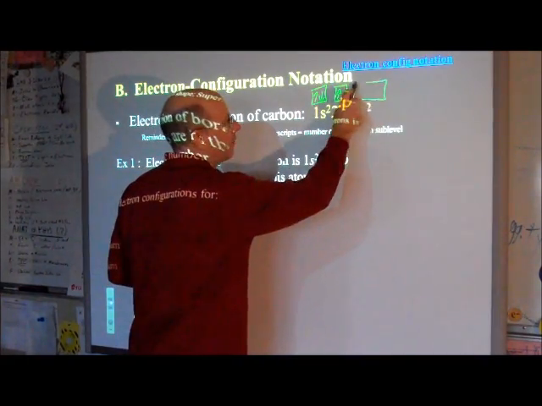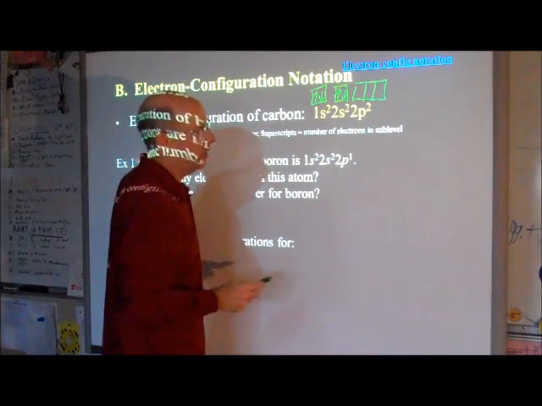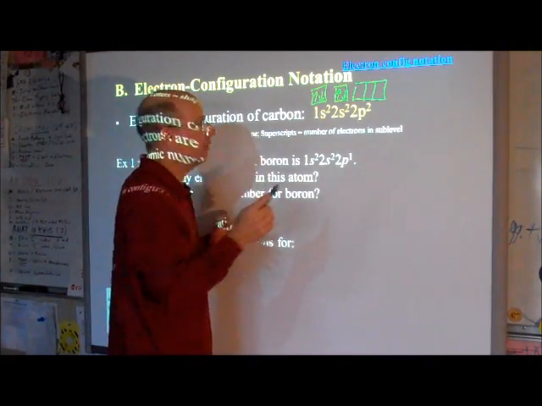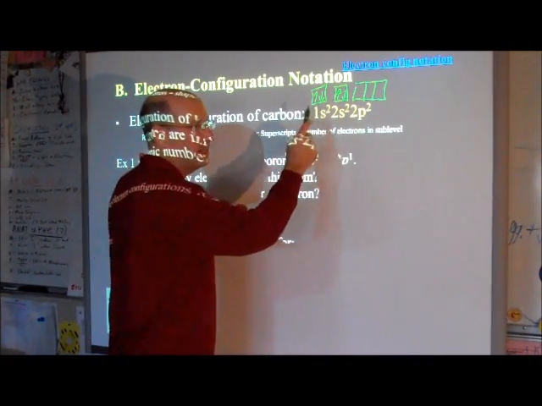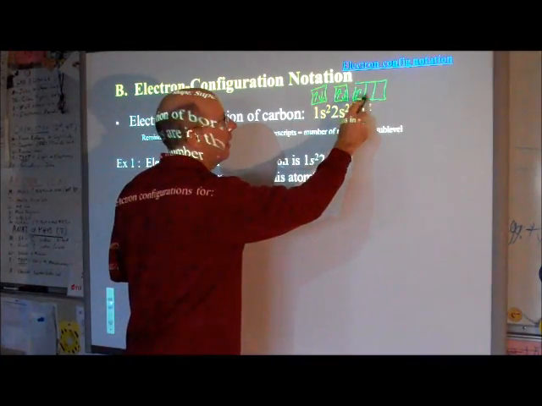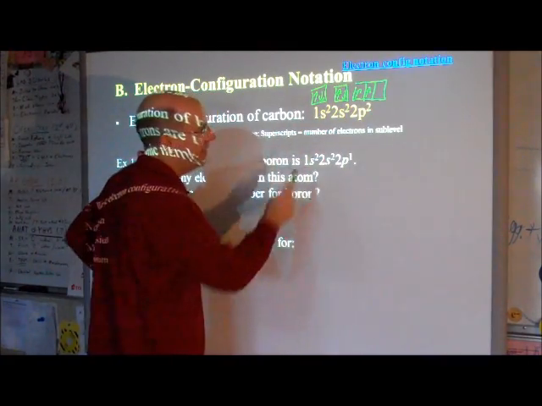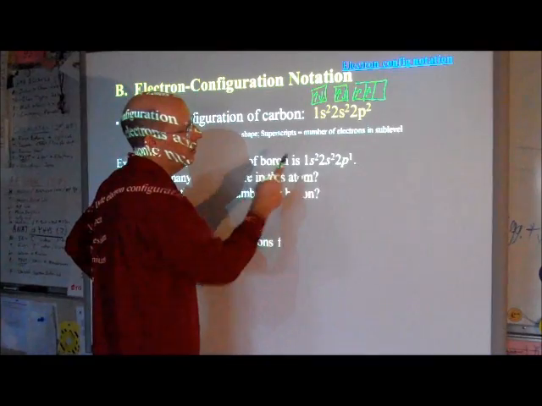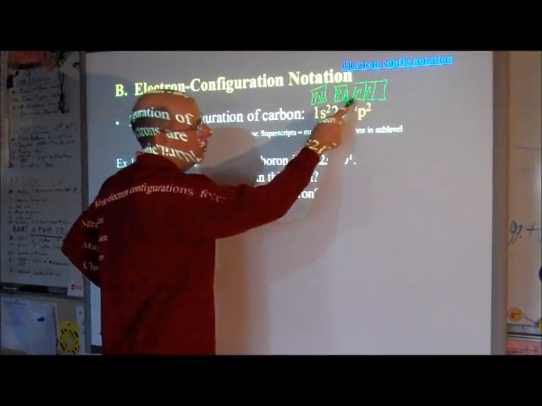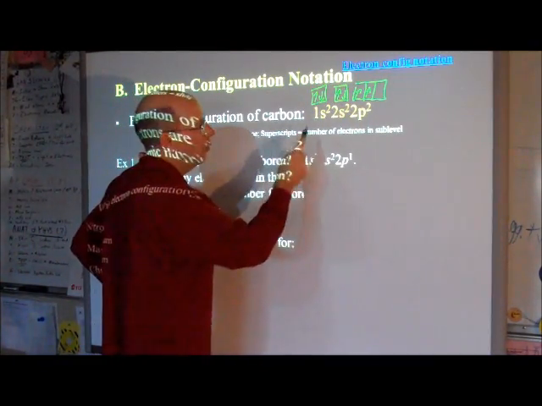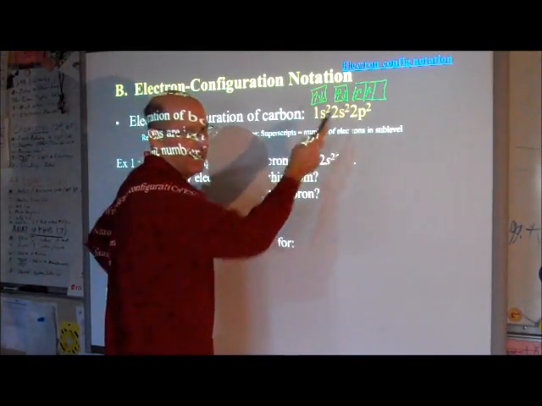That's 4. And then the 2p, 3 boxes there, up, up, up with Hund's rule. We need 2 more electrons. We have 1, 2, 3, 4. We need 6. So you go up and up. Well, you see you have 2 electrons in the 1s, 2 electrons in the 2s, and 2 electrons in the 2p. So what's the shorthand way to write it without making the boxes?